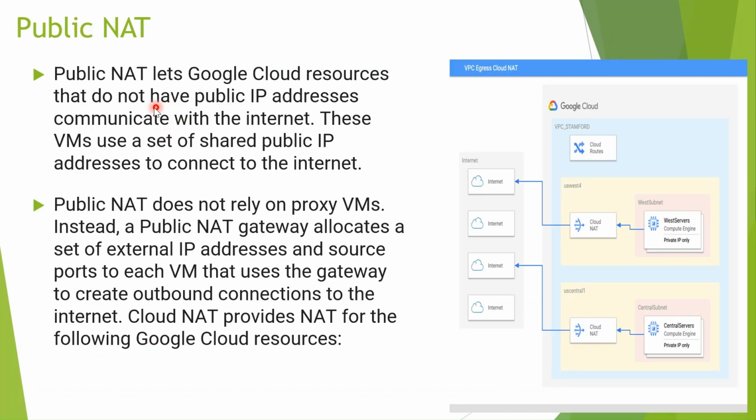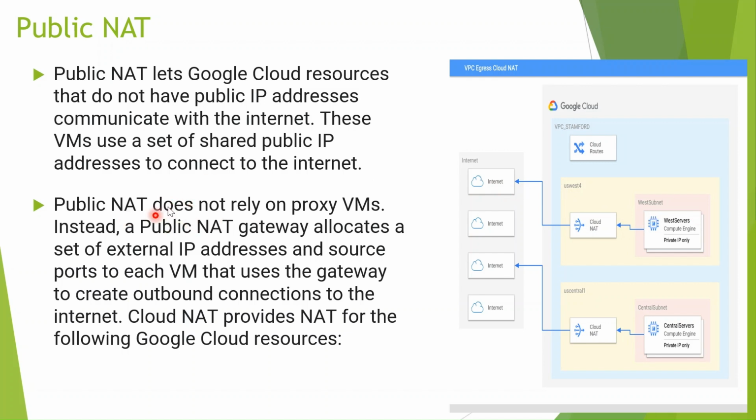Public NAT lets Google Cloud resources which don't have a public IP address communicate with the internet. These VMs use a shared public IP address to connect to the internet. Suppose you have a VM with no external IP address; you can use Cloud NAT to send traffic to the internet. For example, if you want to download patches in your VM so that you can update the image, Cloud NAT lets you do that.